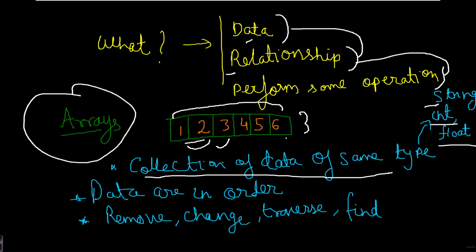And now coming to our third point, that we can perform some operations on our data. The type of operation we are talking about here is that we can simply remove data from the array. If you want to delete 6, we can simply delete the 6. We can also change the value.